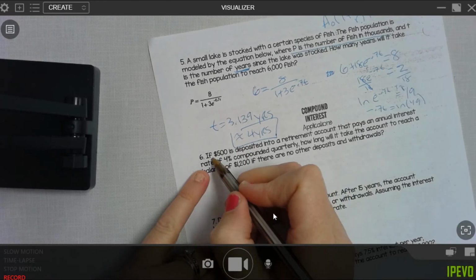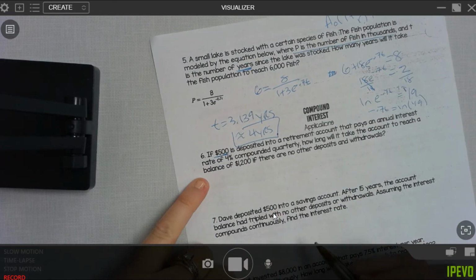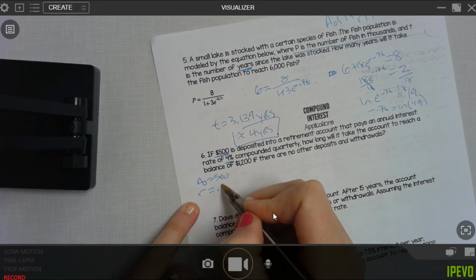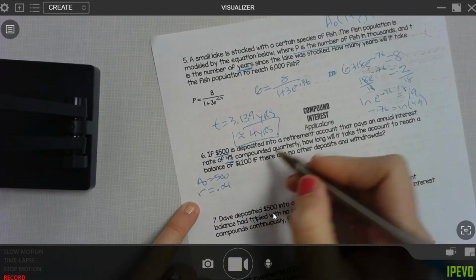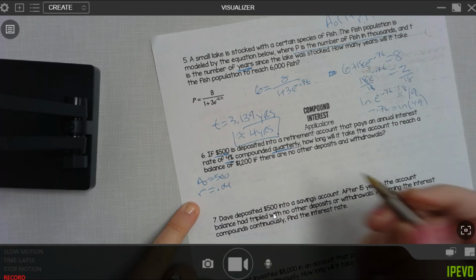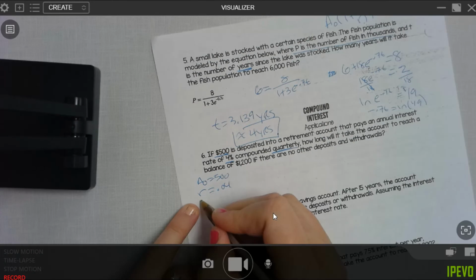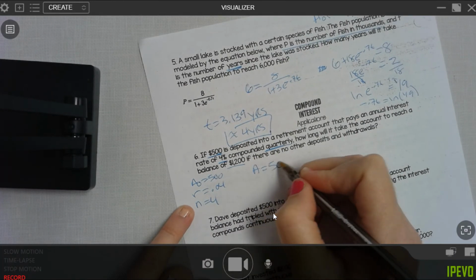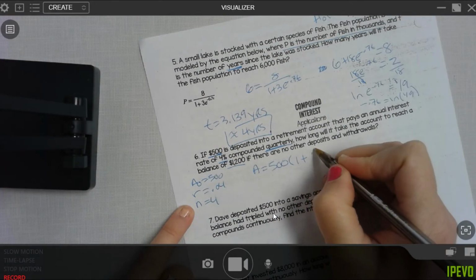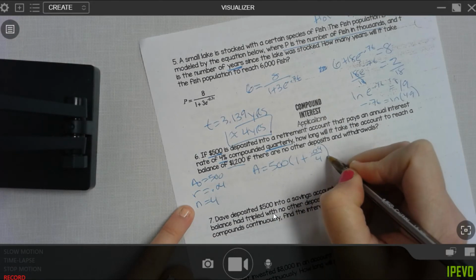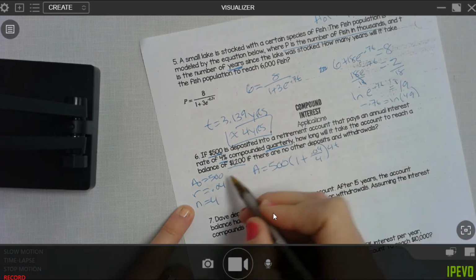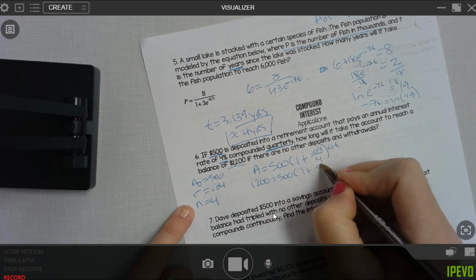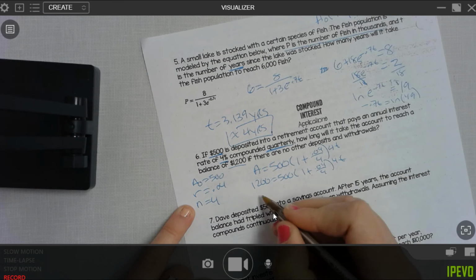So this one here, we're depositing $500 into a retirement account, and the interest rate is this. So we have an initial of $500. My rate is going to be 0.04. And it's compounded quarterly. So that means that n is 4 because there's 4 quarters in a year. And we want to know how long it's going to take for the end amount to be that. So your initial formula would look something like this. And then I'm going to set that equal to the 1200. And then solve. So divide by your 5 first.